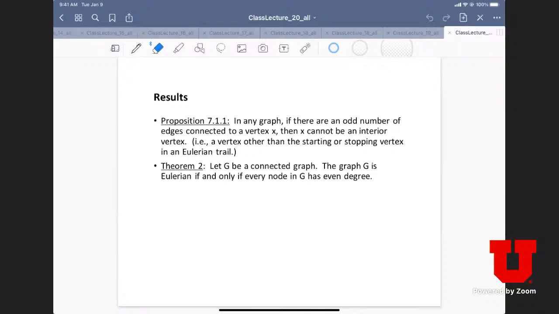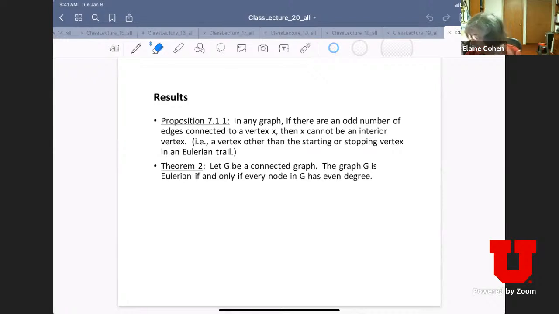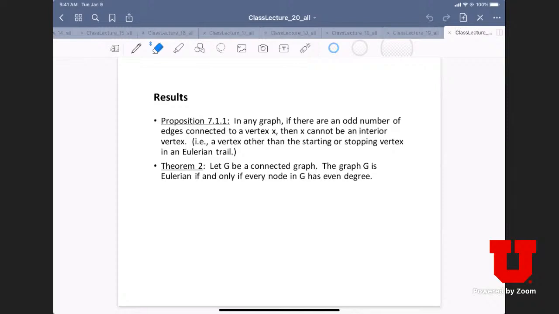I'm a little confused by this definition of an interior vertex. A way you could rephrase that? Yeah, an interior vertex, for example, when we walk along a path, when we walk along a trail, we go from vertex A to vertex B to vertex C. And then look at B. There is an edge coming into B from A and an edge going out from B to C. Okay, that's an interior vertex.